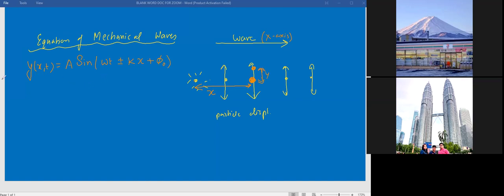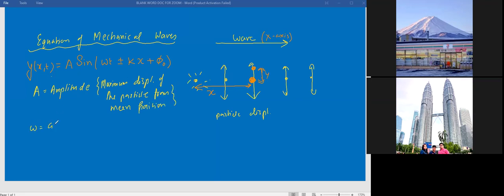What are these? So here A means amplitude. Amplitude is the maximum distance of the particle from the mean position. So it is the maximum displacement of the particle from mean position.